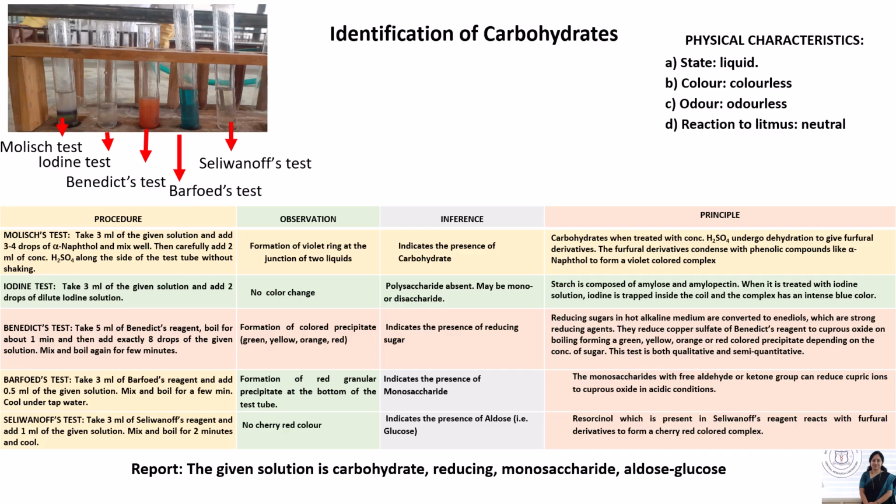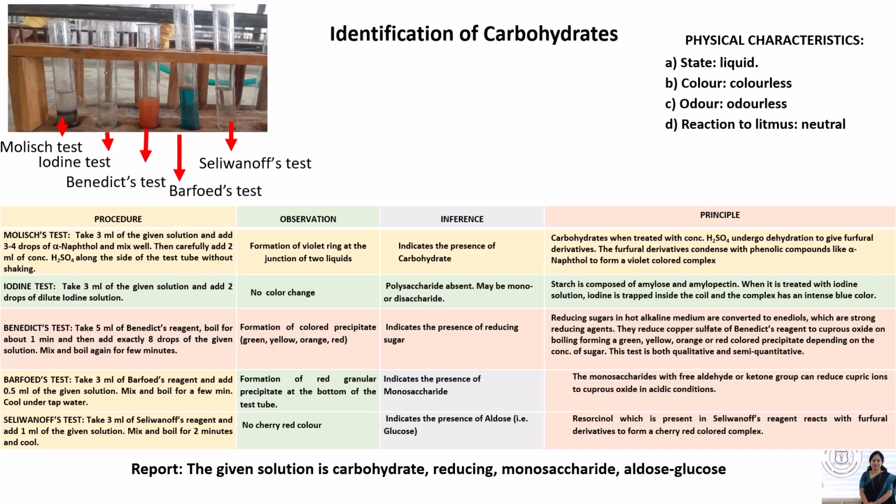Reducing sugar in hot alkaline condition tautomerize to form enediols, and these enediols are powerful reducing agents. So they reduce copper sulfate of Benedict's reagent to cuprous oxide, which gets further converted to cuprous hydroxide, forming different colored precipitate like green, yellow, orange and red depending upon the concentration of the reducing sugar.